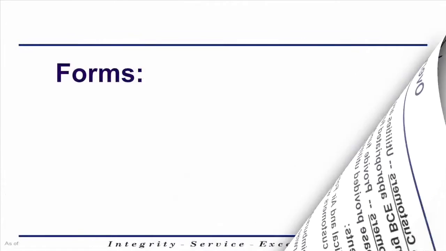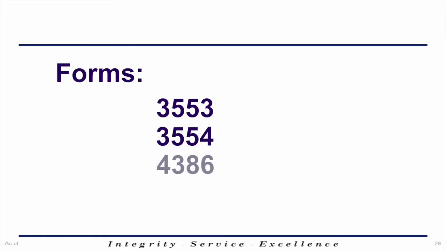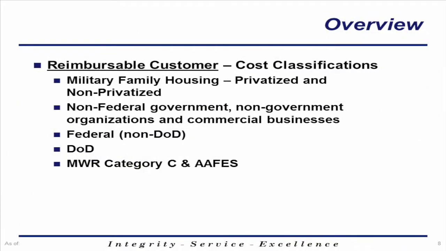There are forms to be used for this, and the Form 3553 is used for service for non-federal organizations. 3554 is used for DOD agencies and non-DOD federal agencies, and Form 4386 is used for privatized military family housing. There are some exceptions. For example, thrift shops have a special exemption, are non-reimbursable. One of the things you're going to find as you go through this, there are all kinds of exceptions and rabbit holes that you need to watch out for, which you can find in AFI 32-1061. We'll talk a little bit more about that later.